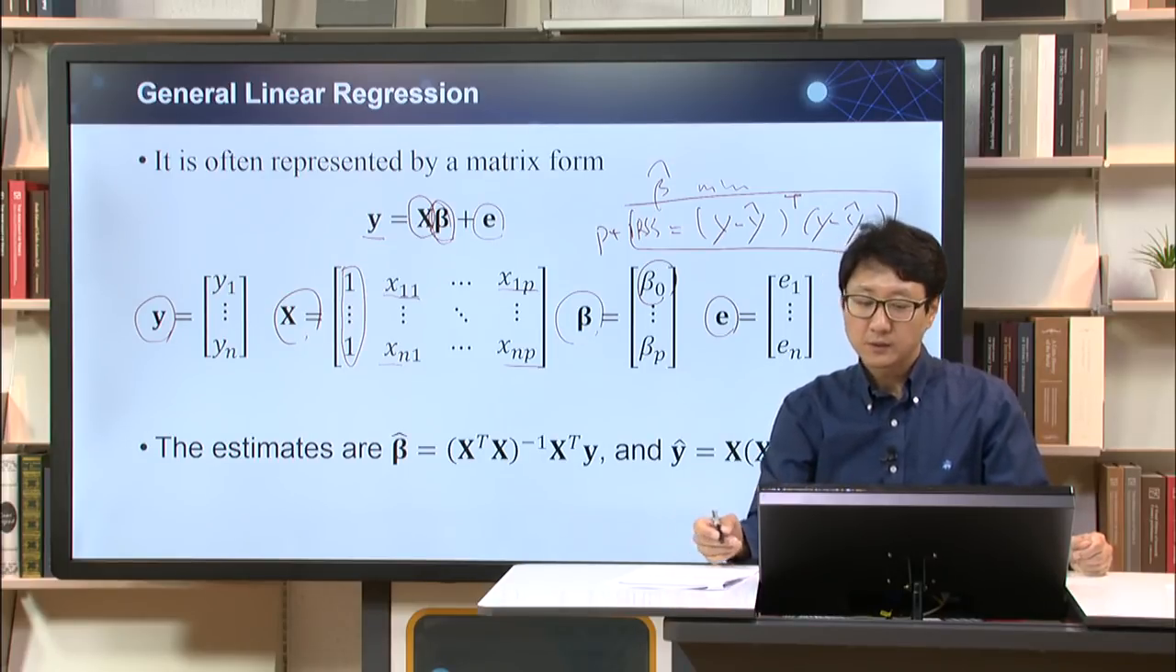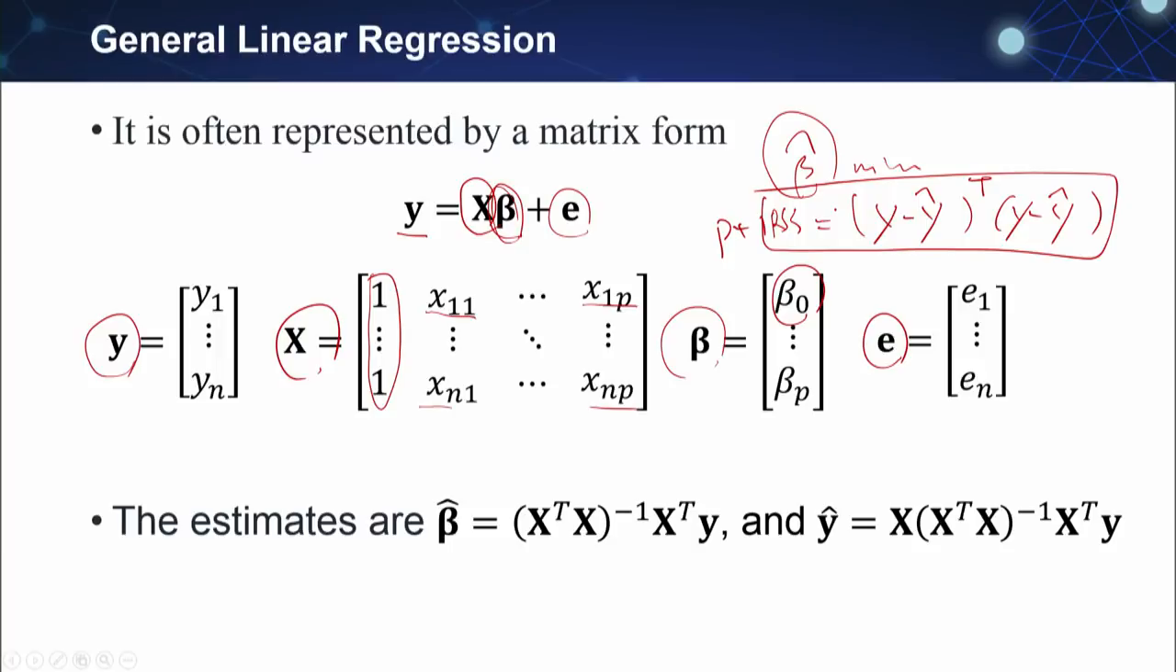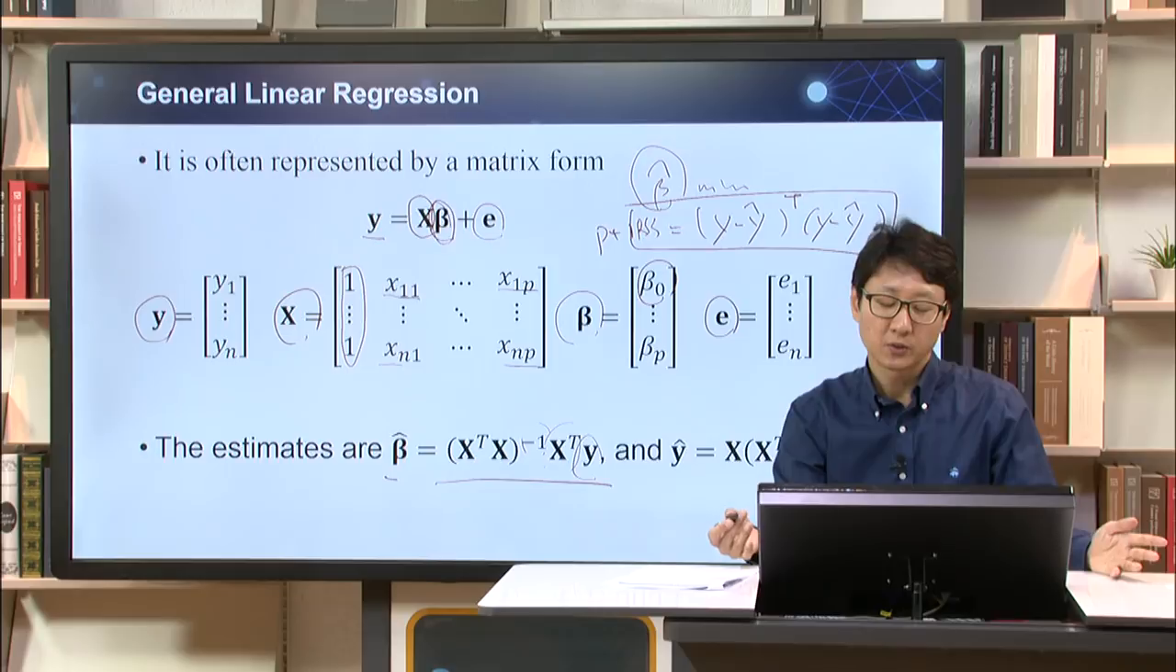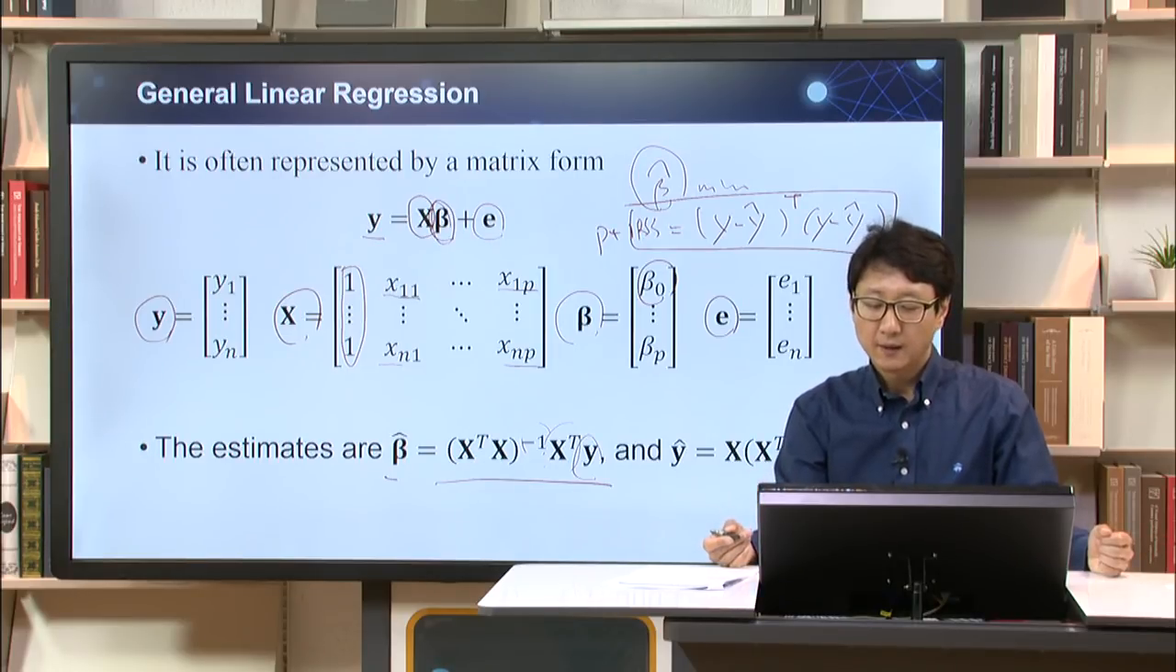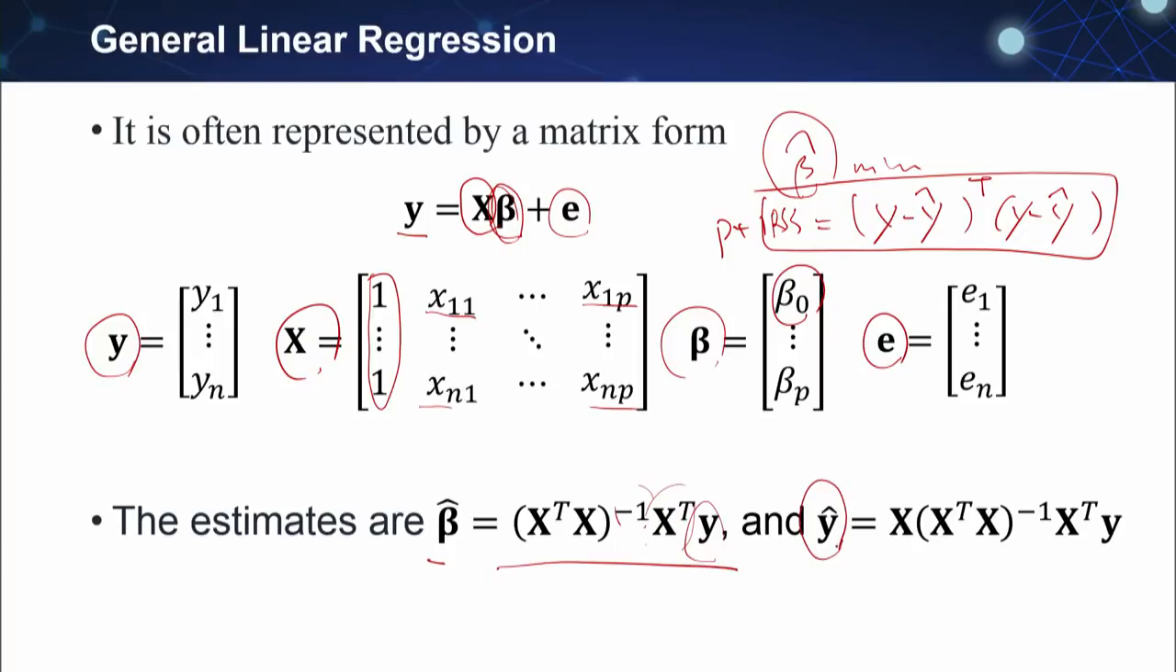So if we find such a beta hat by applying some linear algebra techniques, we can easily find that beta hat is given by the inverse of x transpose x, times x transpose y. So this is the solution for beta hat. It gives you the analytical solution. Then in this case, the estimated output vector y hat is given by x times beta hat.